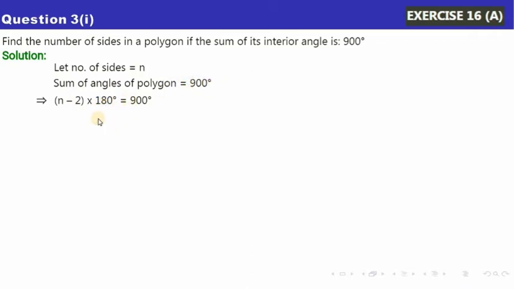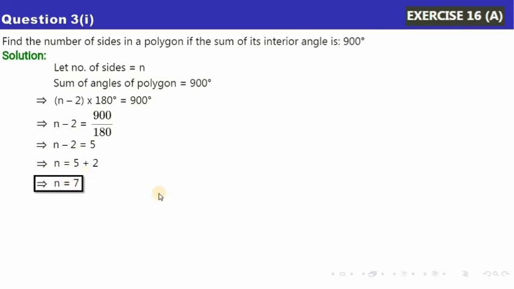Now this is a linear equation in one variable which you have recently completed. From here you need to calculate the value of n minus 2. It's your choice how you want to calculate. I'm bringing this 180 to the denominator of 900, so it becomes 900 by 180. Do the cancellation, it becomes exactly 5. This minus 2 goes over there, becomes 5 plus 2, so the value of n turns out to be 7. That means if the number of sides of a polygon is 7, then the sum of the interior angles becomes 900 degrees. Pause the video and note down your solution.